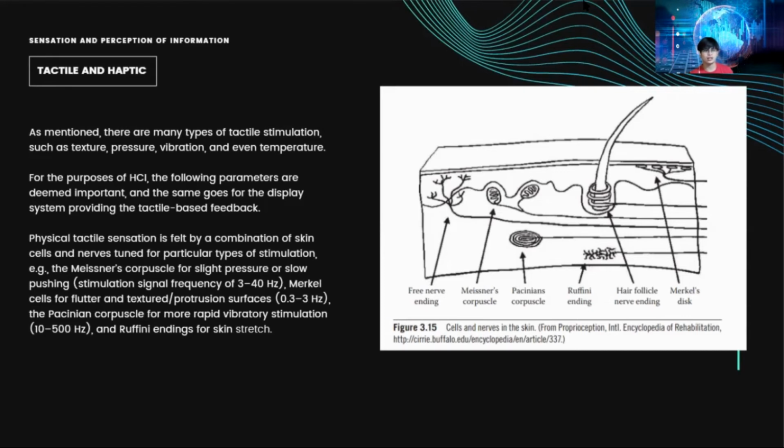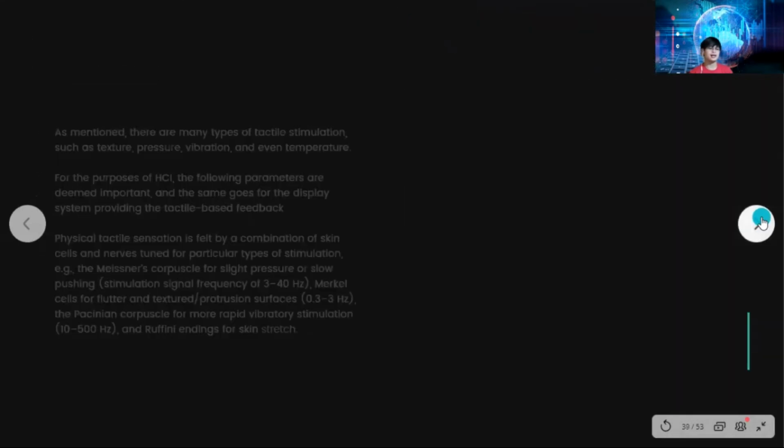It may be a bit confusing, but you just need to know the basics, the cells and nerves in the skin. Again, we will not discuss this deeply. If you want to learn more about our skin, search it on Google and study the different parts of the skin. Okay, so let's move on with the next slide.